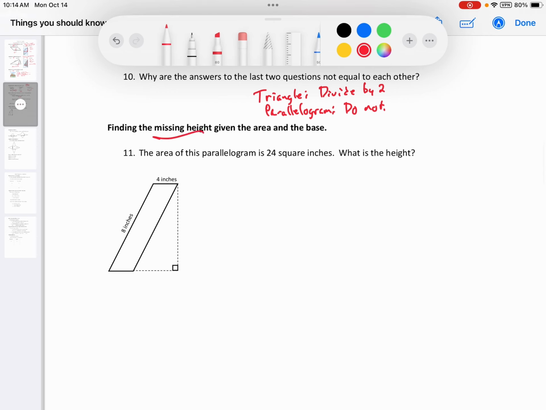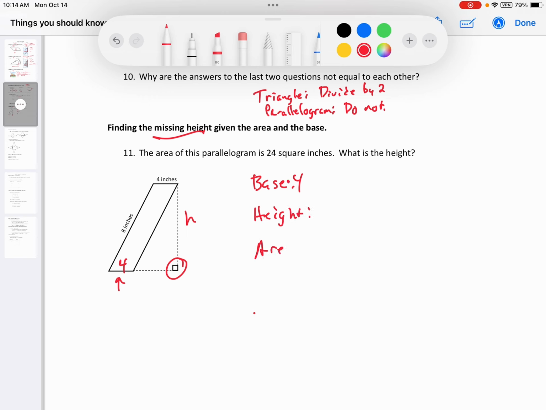Okay, find the missing height. Here's the height. We don't know what it is. It goes up and down. I know that because that's the right angle. I also know that this is the base, and since the opposite sides are equal, if that's 4, the base is 4. The base is 4. The height, we don't know.